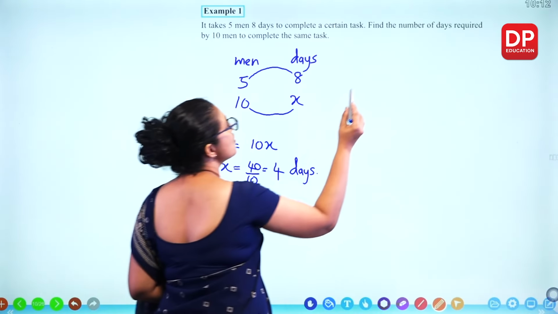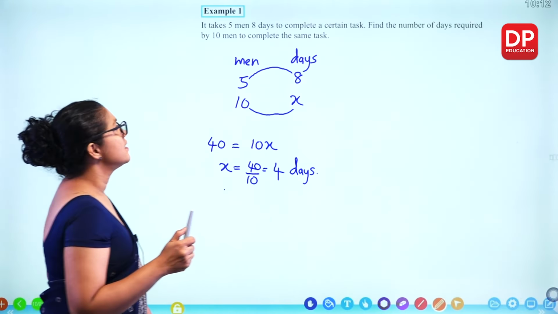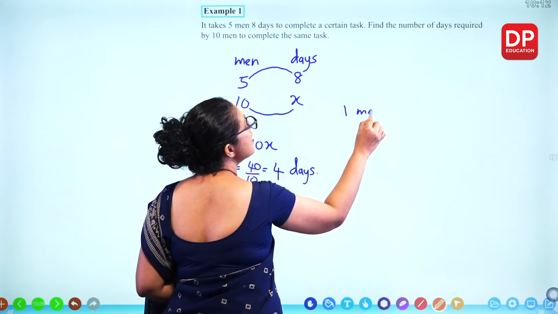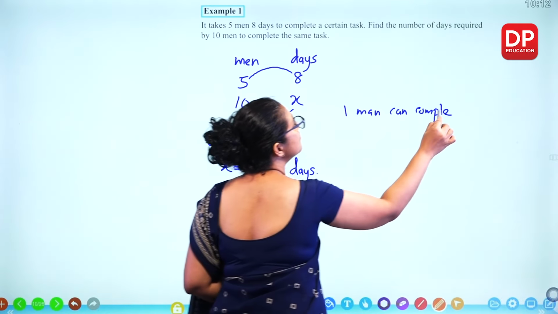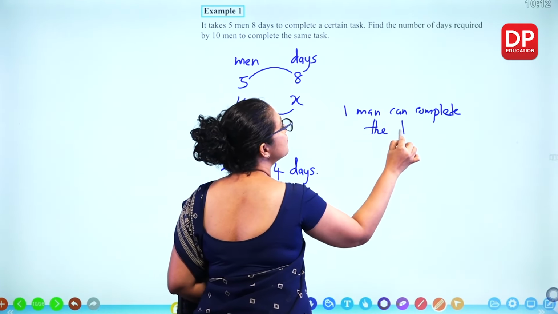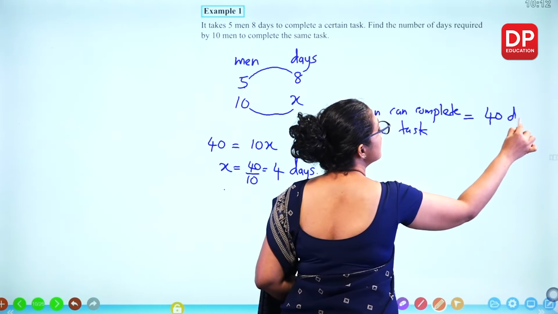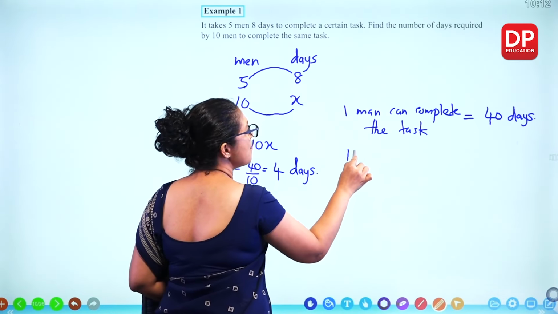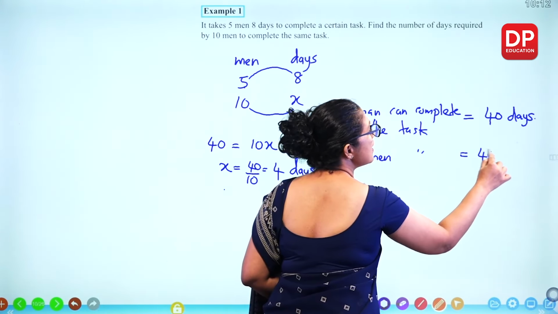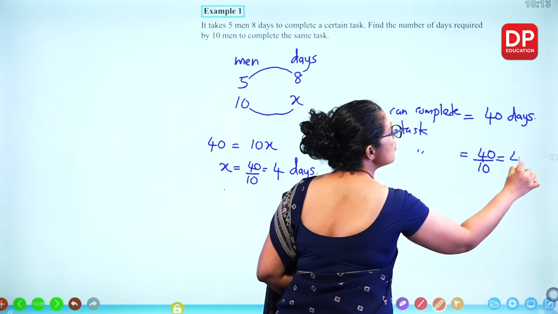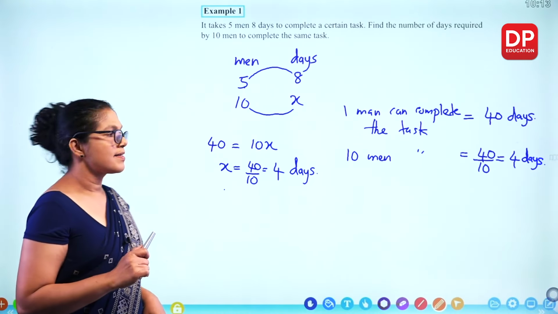So what's the other method? The other method is we can write with man days. So here 1 man can complete the task using 5 times 8, that's 40 days. Then for 10 men, how many days? For 10 men, you have to divide this by 10. So 40 divided by 10, you get 4 days. So you can use any method to find out the answer.